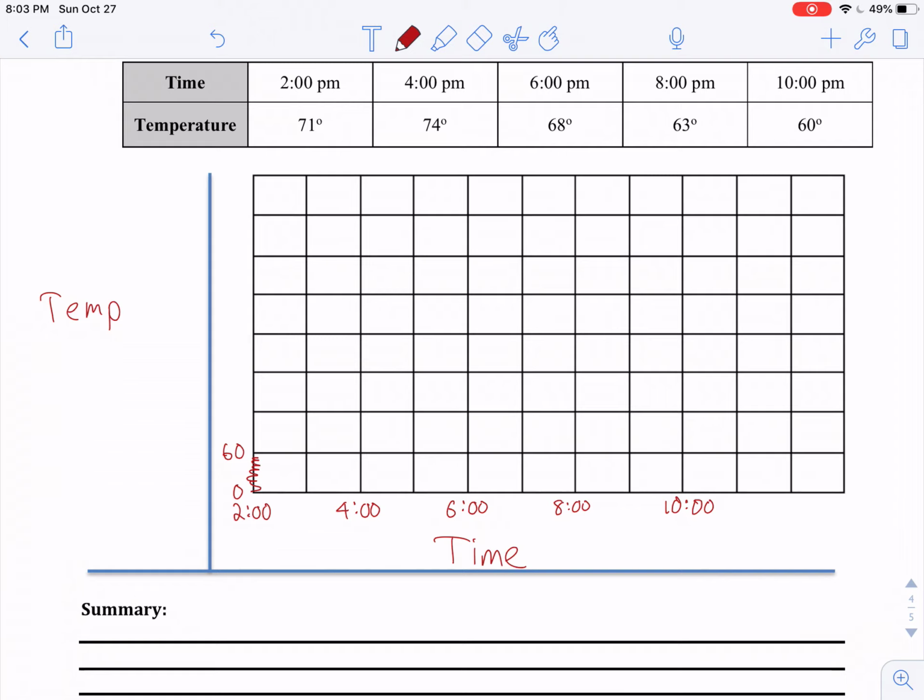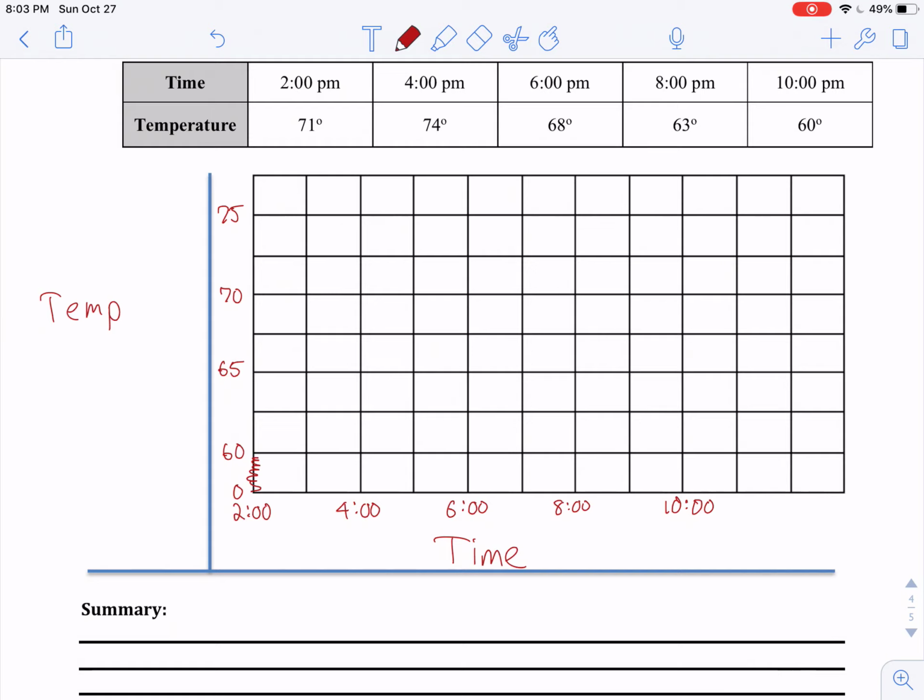All right, then how many did you guys go up by for your side of your scale? I'm not there to see what you answered, but I went up by 5 every 2 boxes. So I went 65, and then 70, and then 75. So we're just going to graph these now.